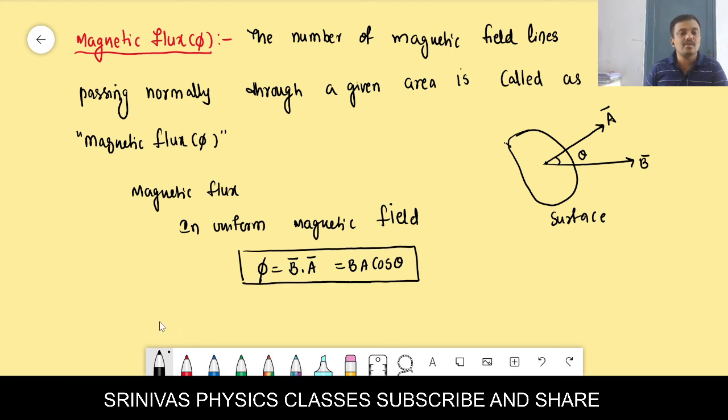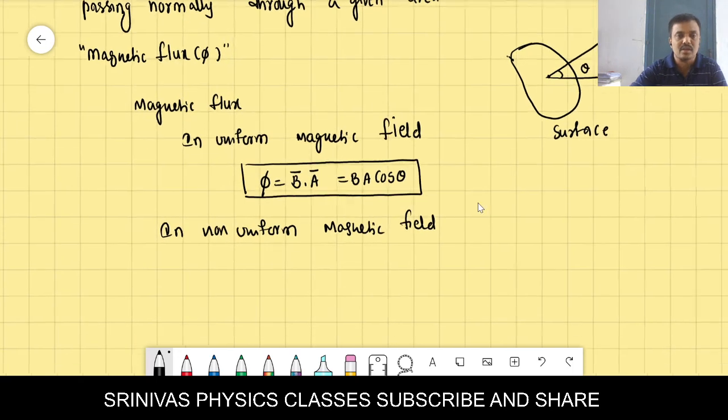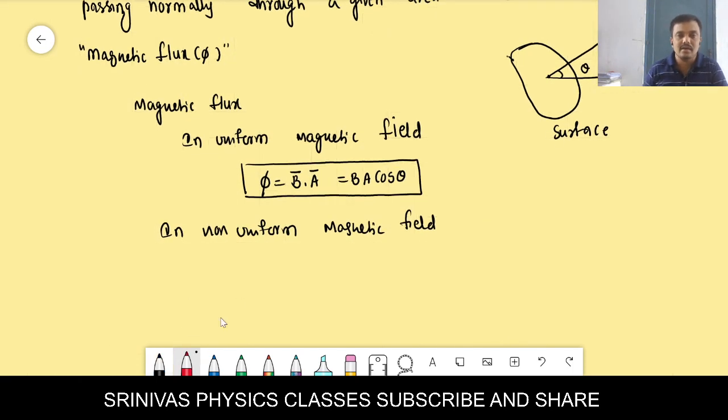In a non-uniform magnetic field, when the magnetic field is variable, we have to take a small area, that is dS. Through the small area we first find the magnetic flux. The magnetic flux through the small surface area is B bar dot dS bar. Then the total magnetic flux we write like this.